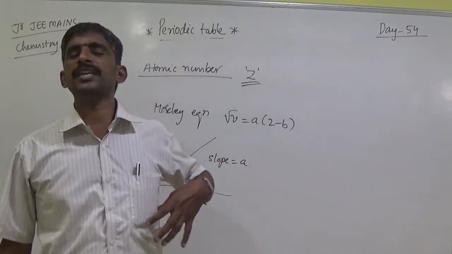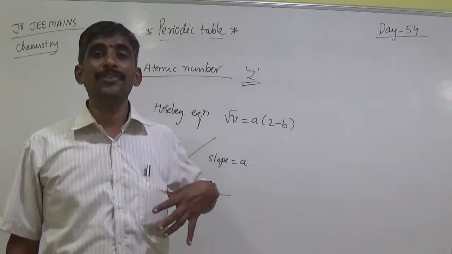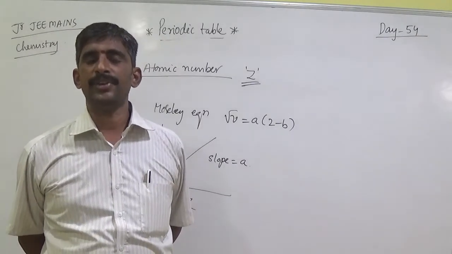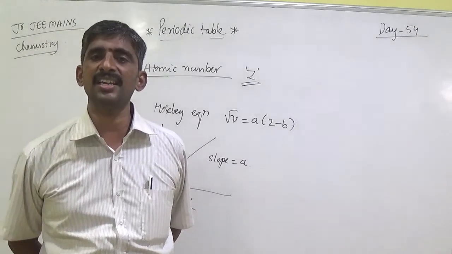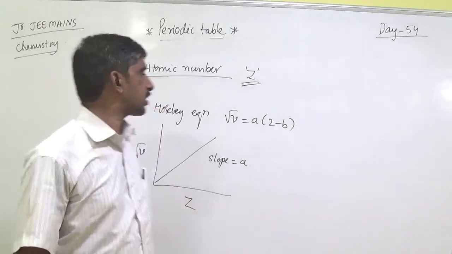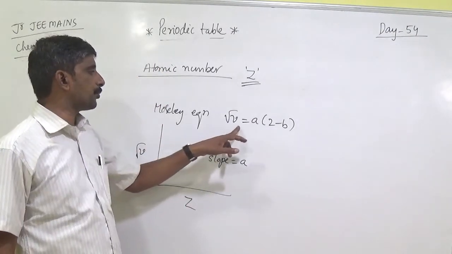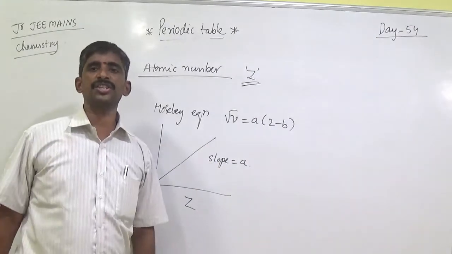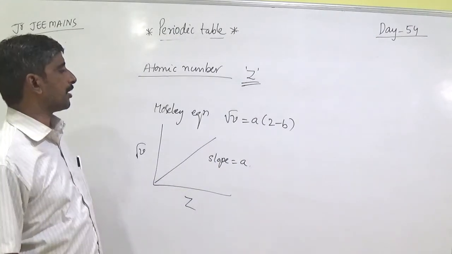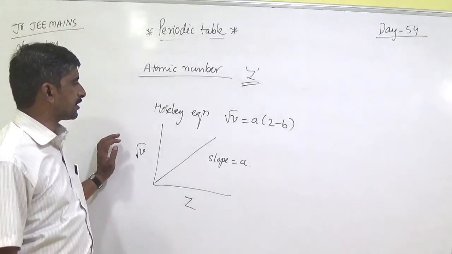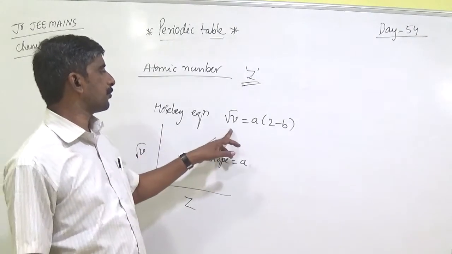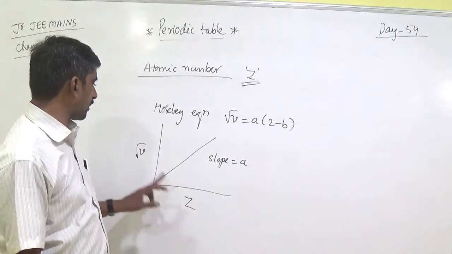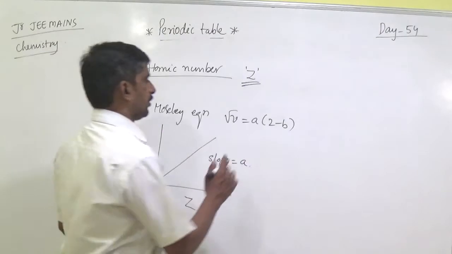So Moseley proposed the atomic number by using the frequency of characteristic X-rays of an element, by using the Moseley formula. Moseley equation: root of nu equals A into Z minus B. Here A and B are constants, Z equals atomic number, nu means frequency. Slope equals A.